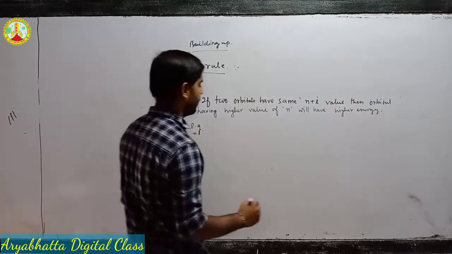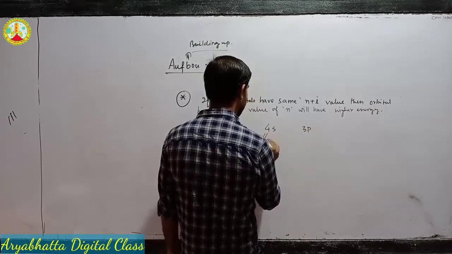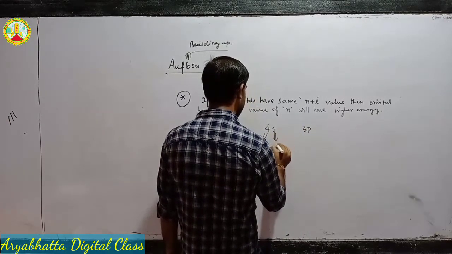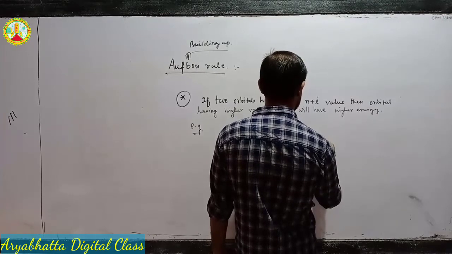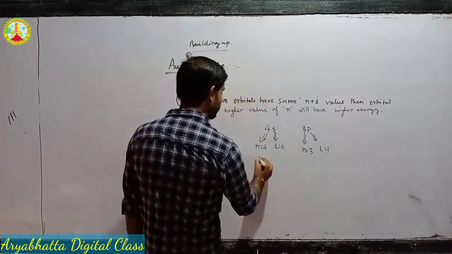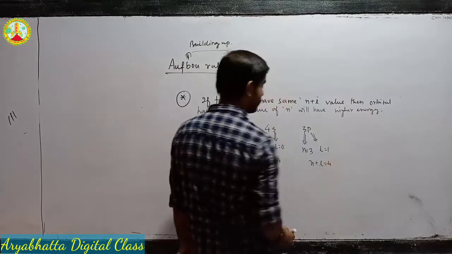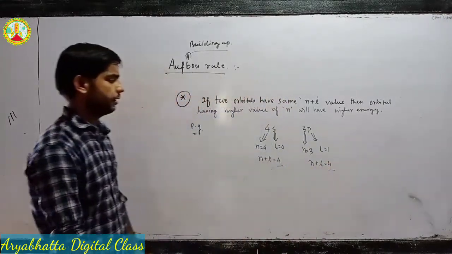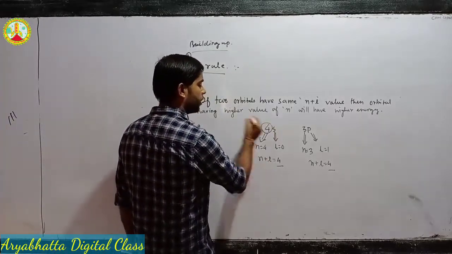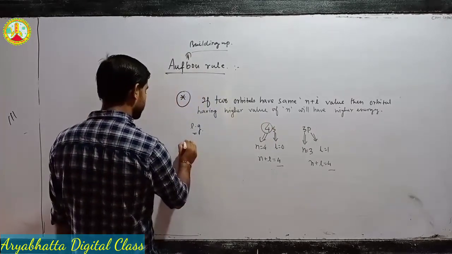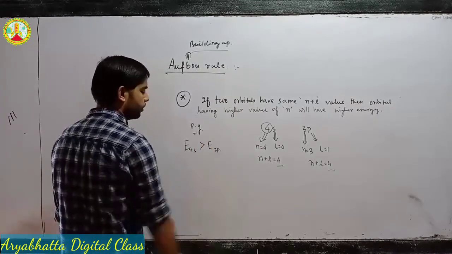Let's see 4s and 3p orbitals. The n value is 4 and the L value is 0. For the other, the n value is 3, and since it's a p orbital, the L value is 1. So now see, n plus L is 4 and n plus L is 4. We have the same value for n plus L. Now how will we determine which one has higher energy? The orbital having the higher value of n will have higher energy. That means the energy of the 4s orbital is higher than the energy of the 3p orbital. This is how we decide.